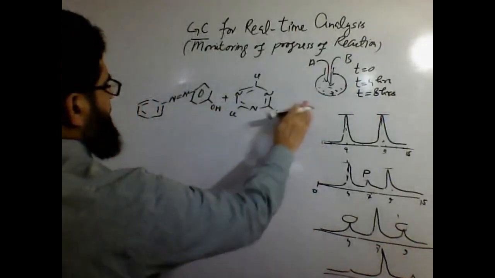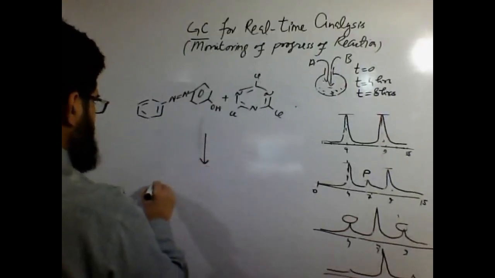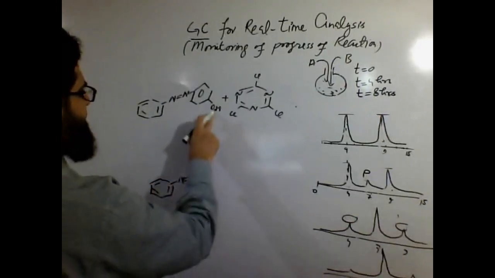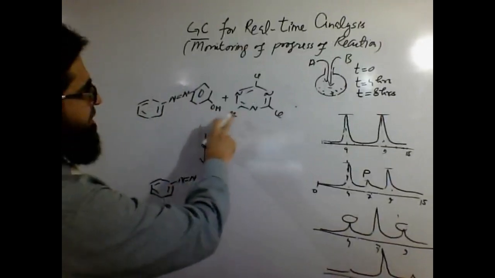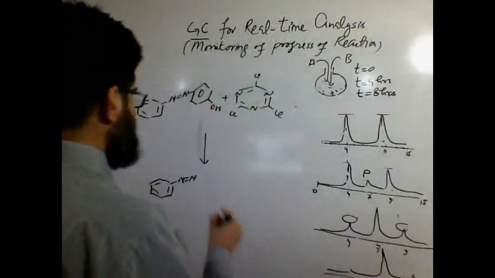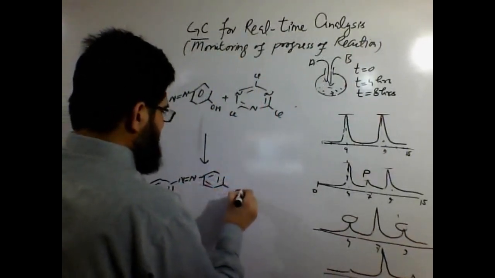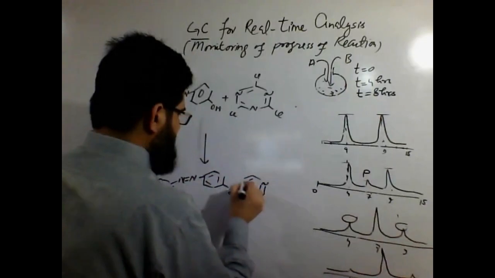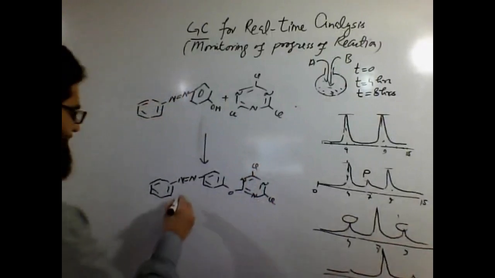We have an idea that this hydroxyl's O negative will act as a nucleophile, kicking this chloro out. A nucleophilic substitution reaction will happen. So we will have a corresponding product formation, which is supposed to be something like this one.